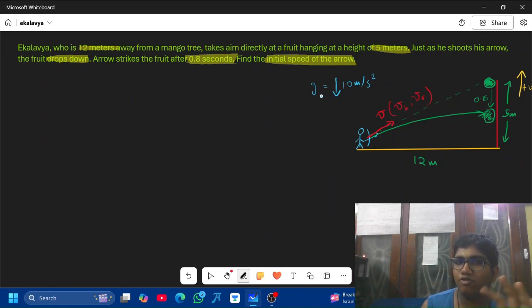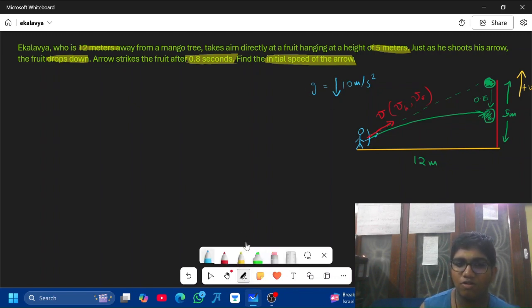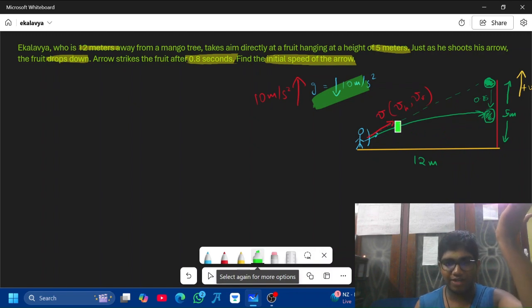Velocities are relative, and if you add a certain amount of velocity to one object and you add the same thing to the entire universe, the situation is the same. Similar is the case for accelerations. So what I will be doing is adding an acceleration of 10 meter per second square to each and every body upwards. This will effectively cancel out the acceleration due to gravity. By adding 10 meter per second square, we are not only adding it to the arrow or the fruit, we are adding to everything. That is Ekalavya, the ground, the tree, everything is accelerating upwards with 10 meter per second square in our frame of reference, or to be precise, in the frame of reference of the arrow.